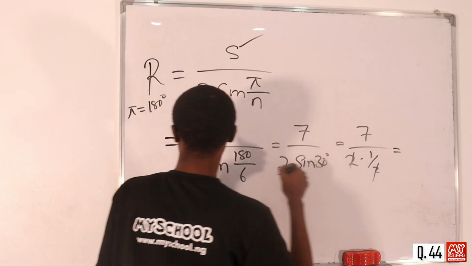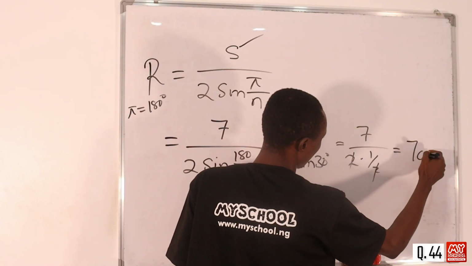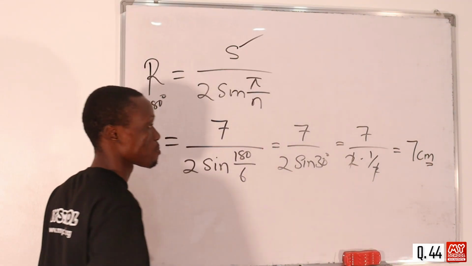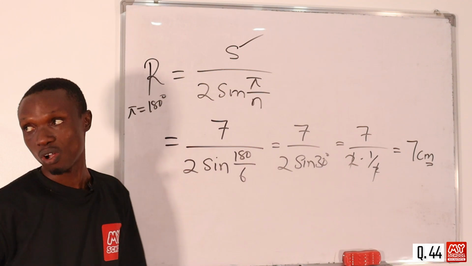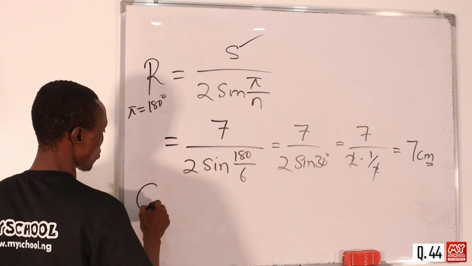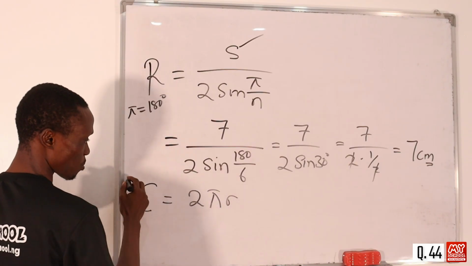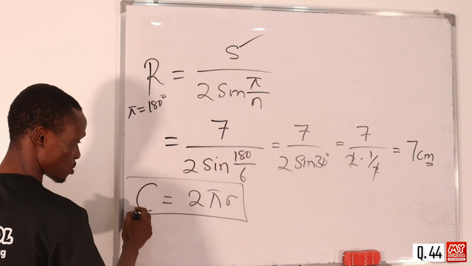So the value of the radius of the circle is equal to 7 centimeters. But remember, in this question we are asked to calculate the circumference of the circle, right? So remember that the circumference of a circle is given as 2 pi r. This is the formula for calculating the circumference of a circle.